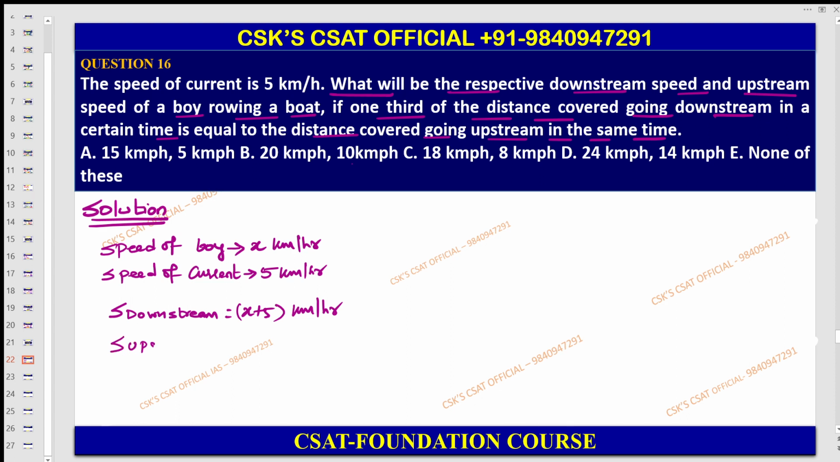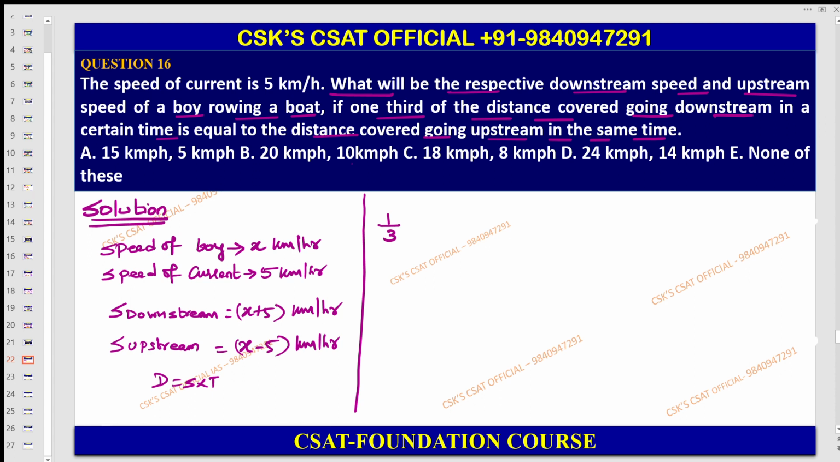Then the speed of the upstream is against the flow of the current. Against the flow of the current means you need to subtract. So therefore x minus 5 km per hour. Now let us take some time. Because distance is equal to speed into time, let us take that time as t itself.